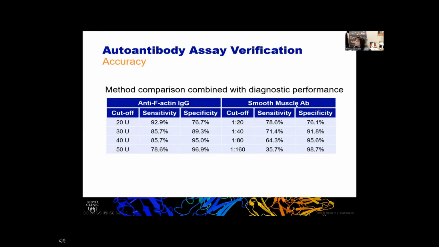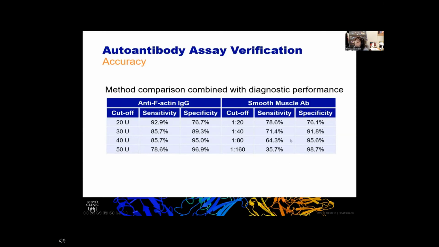And then we looked at the smooth muscle antibody using different cutoffs, again, for the titer that we detect on the indirect immunofluorescence testing. And what we observed here is that, generally speaking, the F-actin IgG testing seemed to give us a better combination of sensitivity and specificity in comparison to the SMA testing.